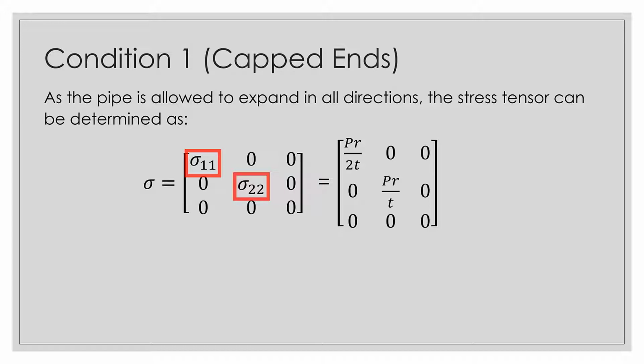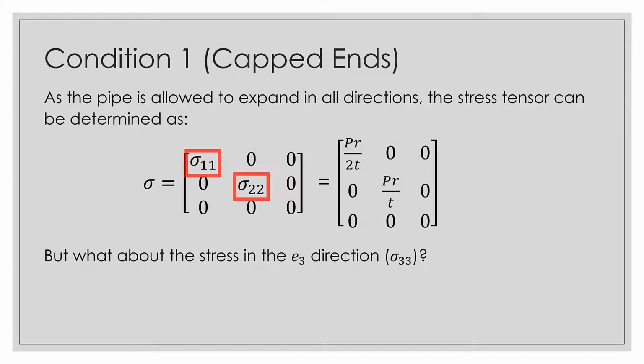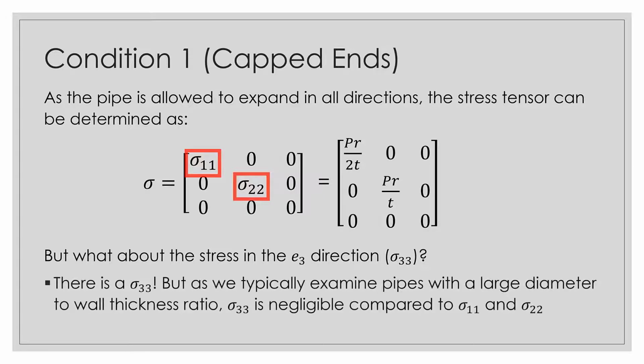It's that simple, because when we think about a realistic pipe, we know what pressure we're going to have in there, since that's something that we determine or design for. We know the radius and the wall thickness of the pipe, so we can very easily determine the stress tensor. Now, what I said in the last slide kind of contradicts this. Remember, I said that we can expand in all three directions in this case. So shouldn't there be a sigma 3,3, a stress in the third direction or the E3 direction? Well, there actually is. So don't think that sigma 3,3 is actually 0.